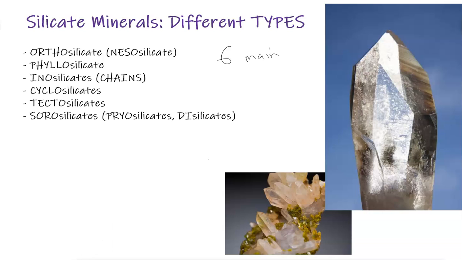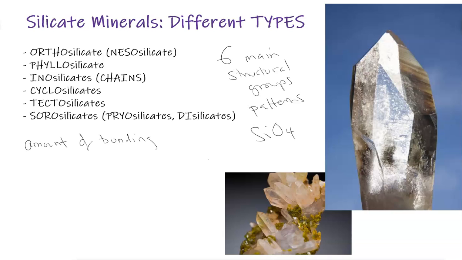main structural groups or patterns that the SiO4 tetrahedron can form into based on the amount of bonding through the oxygens. The silica really is just in there to control the tetrahedra and join with the original oxygens, but then the oxygens on the outside can join with other silica elements as well to form different patterns. So these patterns are repeating and they form different shapes, different habits.